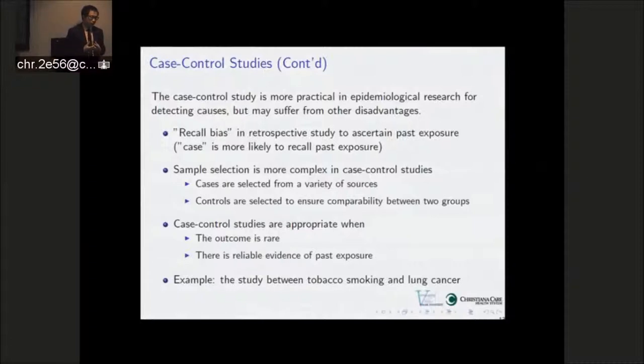A case control study is appropriate when the outcome is rare. We know it's hard to find so many people for the case group, but in that situation, a case control study is more appropriate. And also when there's reliable evidence for the past exposure. If we don't have any chance to identify the past exposure, we cannot conduct a case control study. The famous example is the study of tobacco smoking and lung cancer. We know we cannot do any cohort or even clinical trial studies for that. We usually use the case control study design for that kind of research.